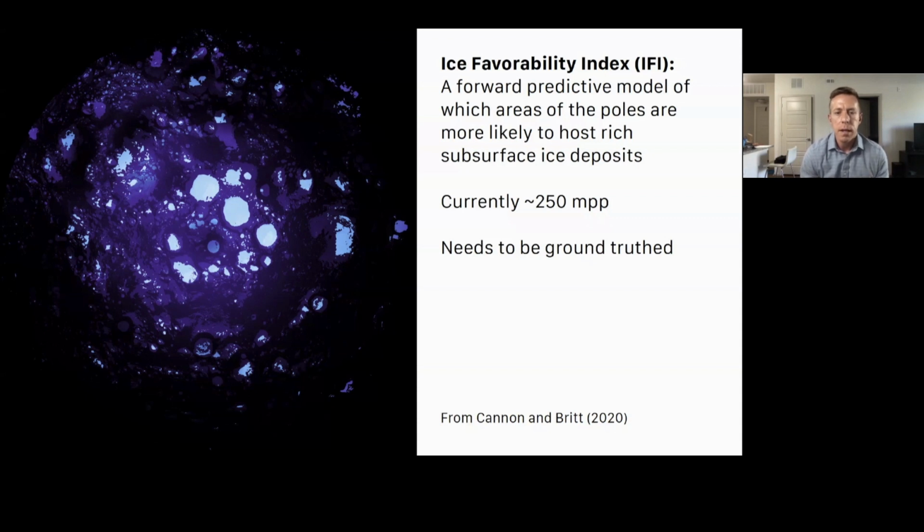And then, of course, this model has never been ground truthed. So we don't actually know if areas that are identified as hotspots here actually correspond to higher ice concentrations on the ground. And that's something that we could start to do with the VIPER mission by comparing the Ice Favorability Index maps with what's mapped on the ground. Next slide.